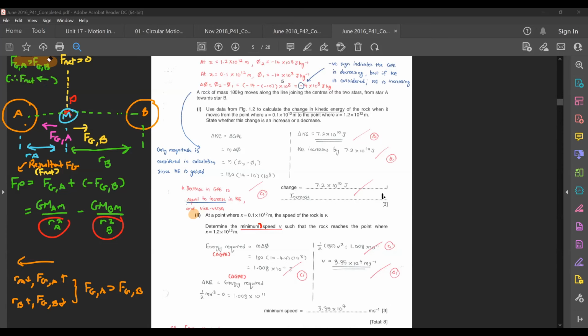What about if I go towards the right-hand side of my diagram? What if I'm talking about this part here? The converse will be true. If I go towards the right-hand part, what you see now is that in this case, FGB will be more than FGA. Therefore, Fnet will be towards the right.